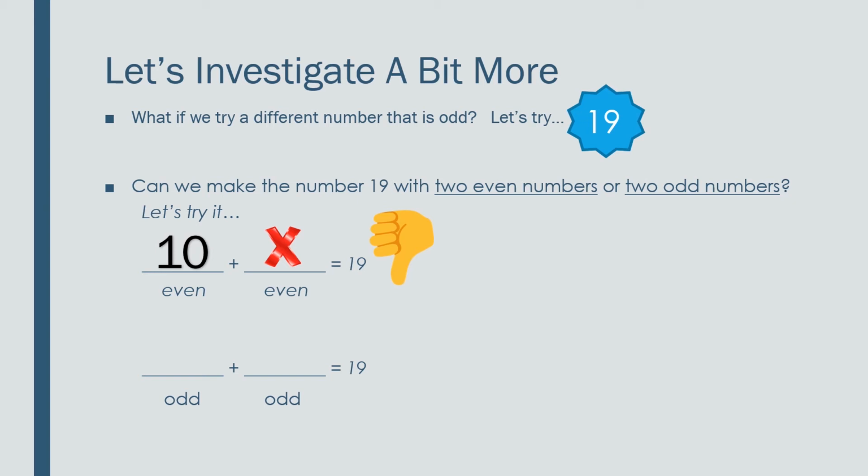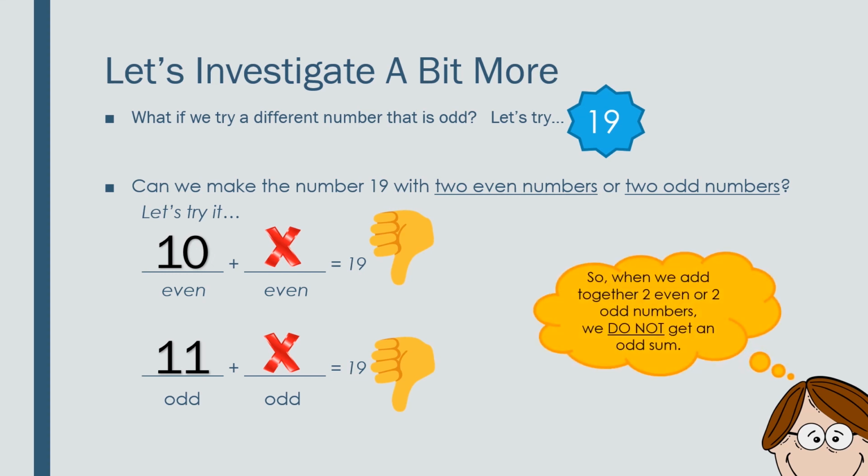Let's try adding two odd numbers. Let's start with the number 11. 11 plus what equals 19? Right, we would need to add 8, which is not an odd number. So we could not add two odd numbers to equal the sum of 19. So when we add together two even or two odd numbers, we do not get an odd sum.